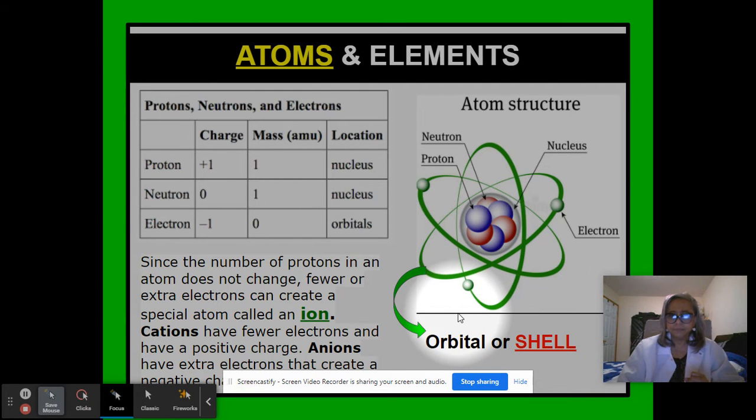Now, sometimes we can have cations or anions. What does that mean? So it says here, since the number of protons in an atom does not change, fewer or extra electrons can create a special atom called an ion. Okay, cations have fewer electrons and have a positive charge. Anions have extra electrons that create a negative charge.